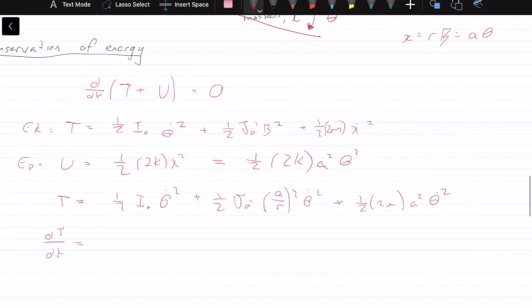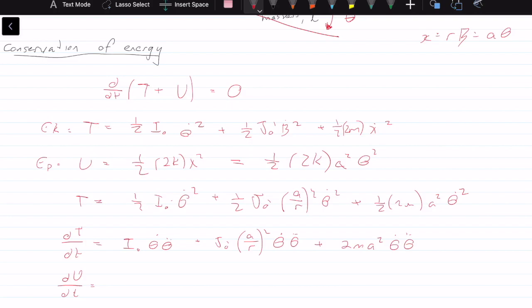Let's differentiate in terms of time. We're going to be left with I_O theta double dot plus J_O dash (a over r) squared. The theta stays; differentiating theta dot in terms of time is theta double dot. Plus 2m a squared theta double dot. Differentiating the potential energy in terms of time, we're left with 2k a squared theta dot.